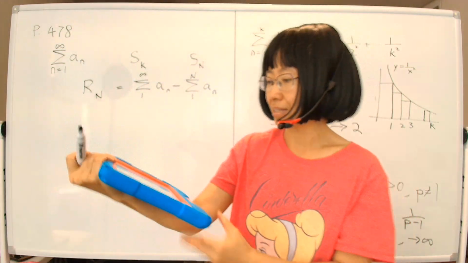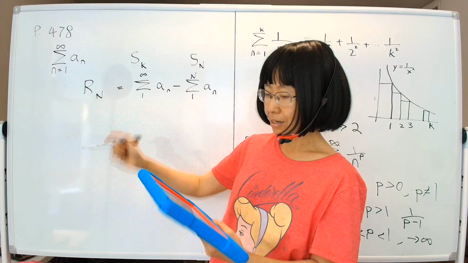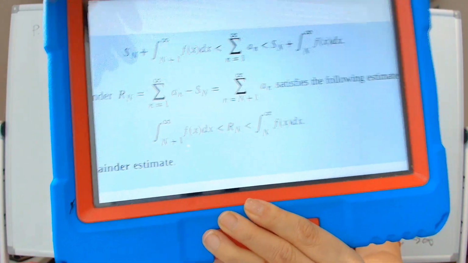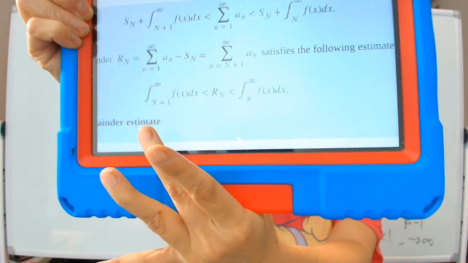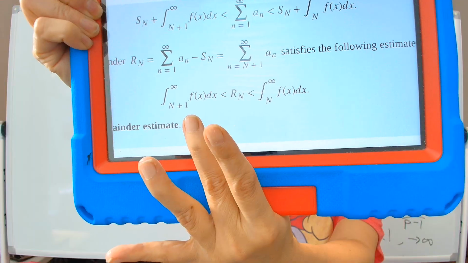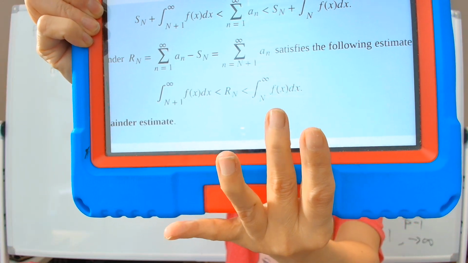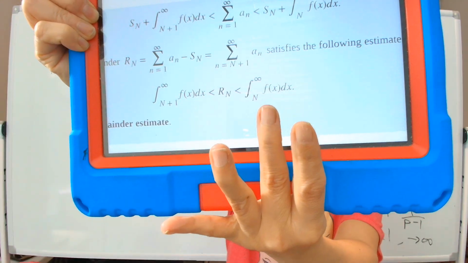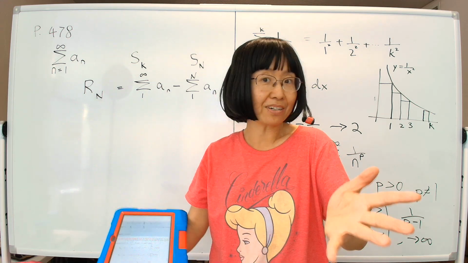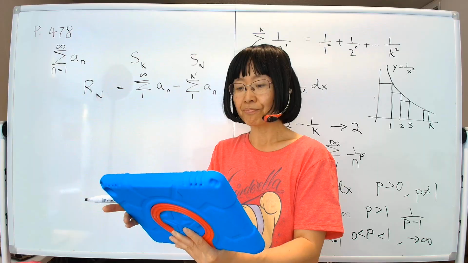So that's how you can calculate it. Or put another way, the remainder we're talking about is going to be in between the values of the integrals: bigger than if you integrate from n plus 1, and less than if you integrate from n. As you can imagine, as n gets bigger, this integral gets smaller and smaller because it's the tail end of a dying, converging function. So this integral gets smaller and smaller, and that's how we can estimate the remainder.